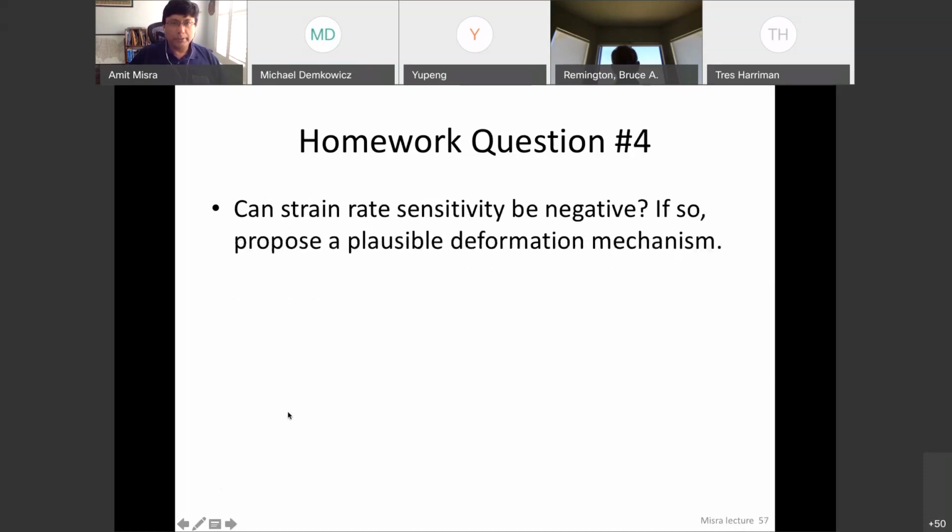The last thing I did not touch at all, but you can think about it, is: can strain rate sensitivity be negative? We talked about low values, but can it be negative, which means increasing the strain rate makes the material softer? And if so, then propose a plausible deformation mechanism.